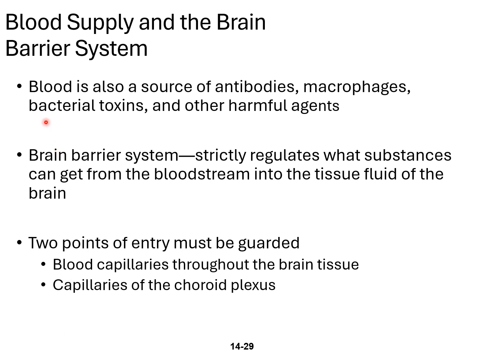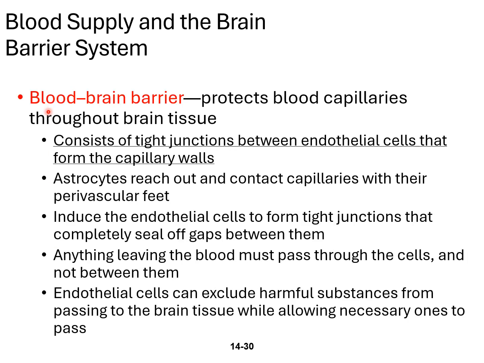And blood is also a source of antibodies, macrophages, toxins, and other harmful agents. So the brain has a special barrier, and this regulates what substances can get from the bloodstream into the tissue fluid of the brain. The 2 points that must be guarded: blood capillaries throughout the brain tissue, and the capillaries of the choroid plexus. I already told you what was covering the capillaries of the choroid plexus. Let's take a closer look at the other capillaries. So we need to protect these blood capillaries throughout the brain.